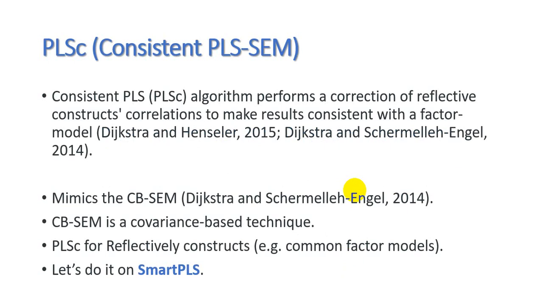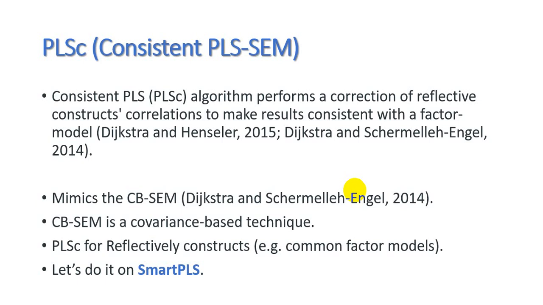within PLS-SEM, modeling like CB-SEM. We know CB-SEM is covariance-based structural equation modeling, while PLS-SEM is variance-based structural equation modeling. CB-SEM is recommended for confirmatory modeling, such as theory testing and model testing, while PLS-SEM is recommended for theory building and exploratory studies, as well as predictive causal modeling.